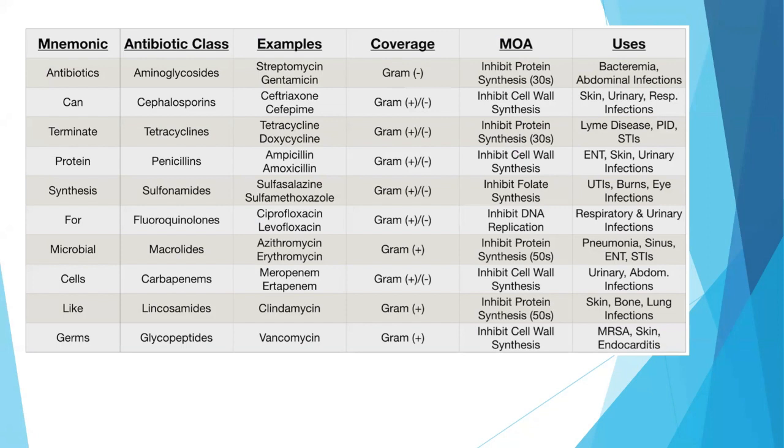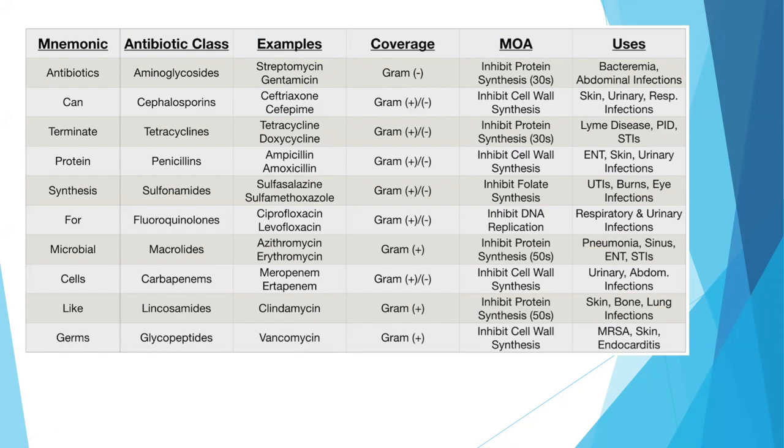The aminoglycosides, for example streptomycin and gentamicin, cover the gram-negative bacteria. The mechanism of action is inhibiting protein synthesis, 30S. They are used in bacteremia and abdominal infections. The cephalosporins, for example ceftriaxone and cefepime, cover the gram-positive as well as gram-negative, and they inhibit cell wall synthesis. The uses are skin, urinary, and respiratory infections.